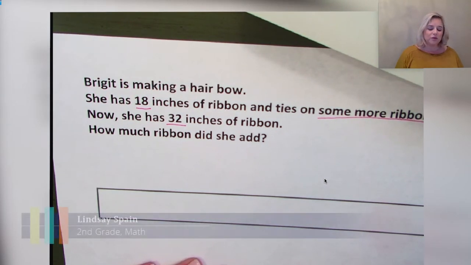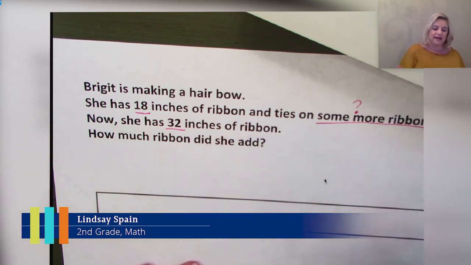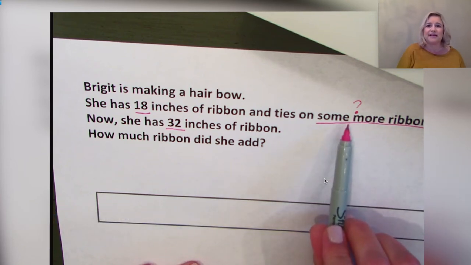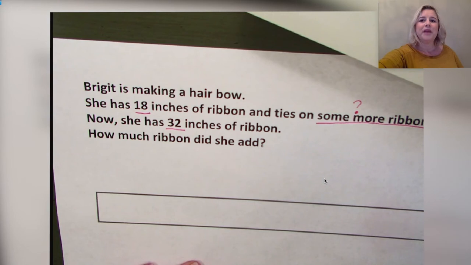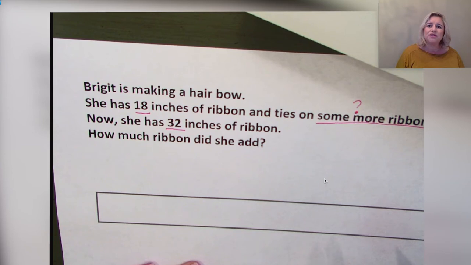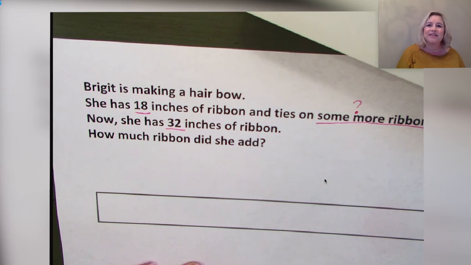See, boys and girls, here we're not sure. We know that 18 plus some more ribbon equals 32. So that is why we have a question mark for our missing add-in. Now, how much ribbon did she add? That's right, we don't know, do we? The text tells us that she ties on some more ribbon. But we don't know how much. Do we know anything else? Exactly, we know that Bridget has a total of 32 inches of ribbon in the end. Doesn't that sound like a problem that we can use a measurement model to solve?